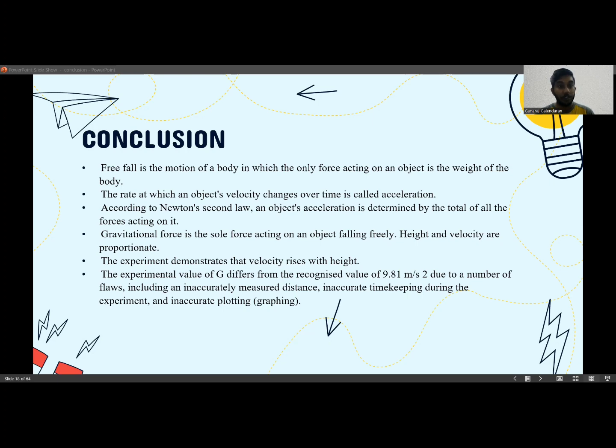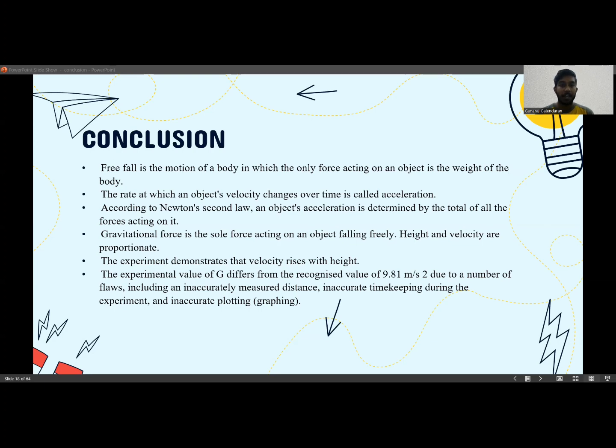So basically, free fall is the motion of a body in which the only force acting on the object is the weight of the body itself. The rate at which an object's velocity changes over time is called acceleration. According to Newton's second law, an object's acceleration is determined by the total of all the forces acting on it. With this, gravitational force is the sole force acting on an object falling freely.